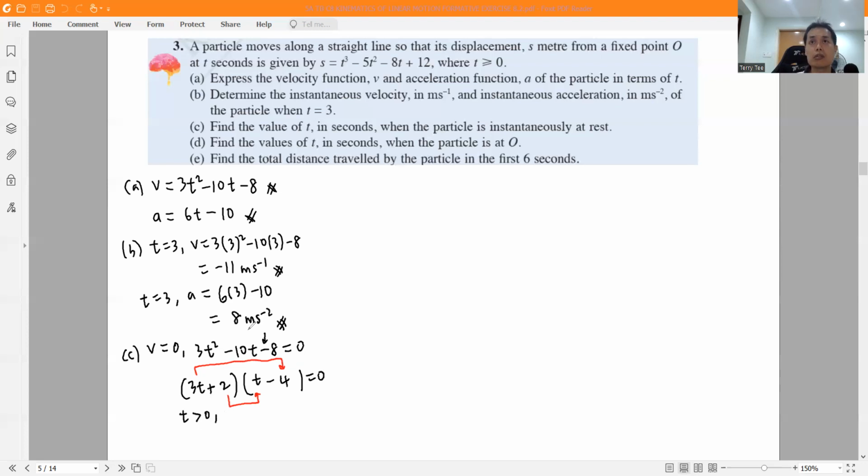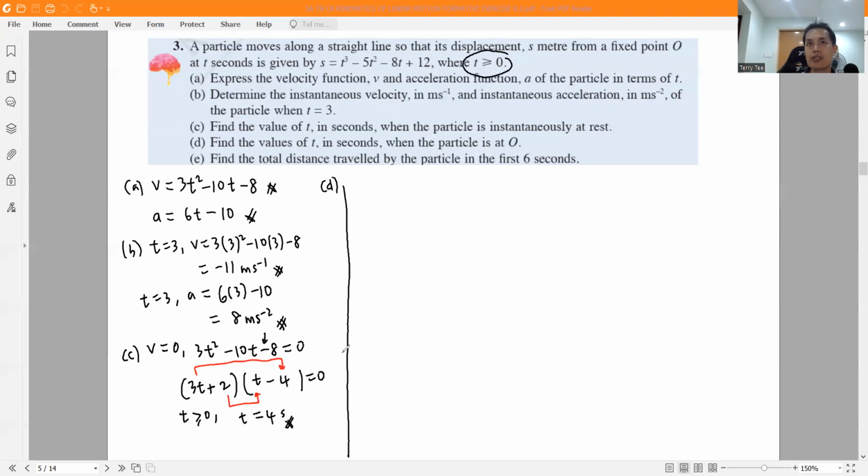Yeah, when you start the clock, t is greater than or equal to 0. Anything smaller than that, we cannot take the value. So t is just 4. So the particle comes to instantaneous rest when t is 4. All right, that is part C.